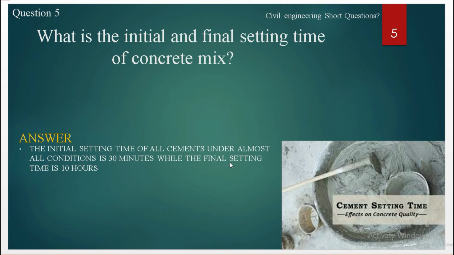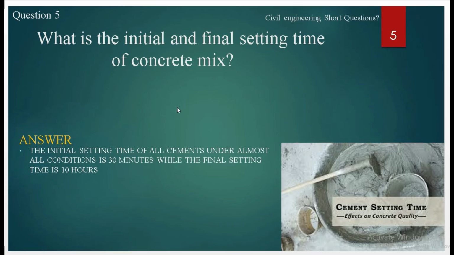Question number 5. What is the initial and final setting time of a concrete mix or a concrete batch? The initial setting time of cement under almost all conditions is 30 minutes, and the final setting time is 10 hours. So you have 30 minutes to 10 hours from mixing, batching, transporting, and pouring the concrete. After 10 hours, it's going to harden up. And if you want to change these properties, then you would have to add different additives and admixtures, different retarders, so that you could change the property according to what your need is. But usually 30 minutes and 10 hours.